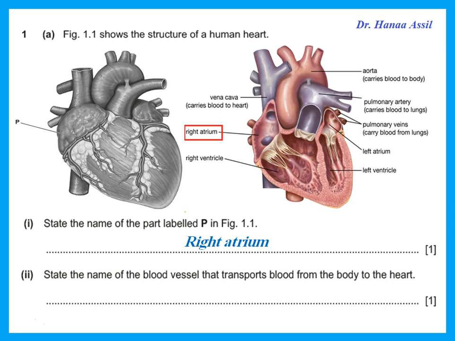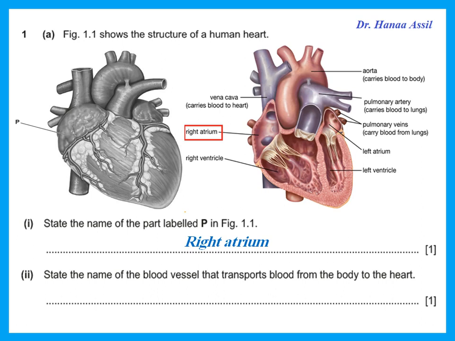So this is where blood comes in from the body. And then it goes to the right ventricle. Can you see where the right ventricle is? And then it goes out through the pulmonary artery to the lungs. And then it comes back through the pulmonary veins that carry blood from the lungs to the left atrium, and then to the left ventricle, and then it goes out through the aorta to the rest of the body. So please remember this circulation of blood.